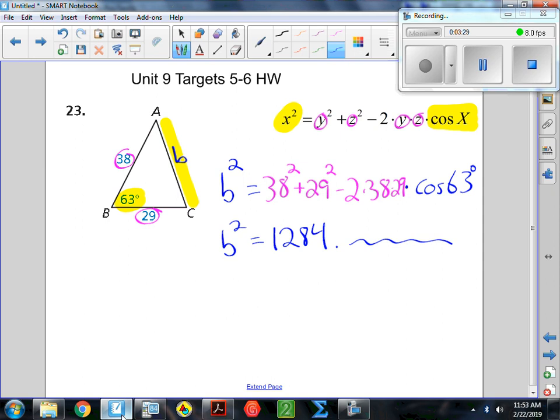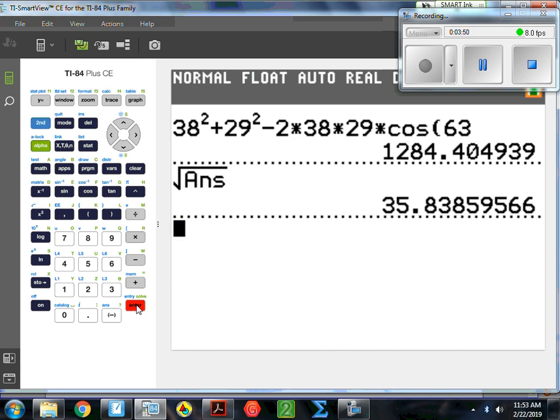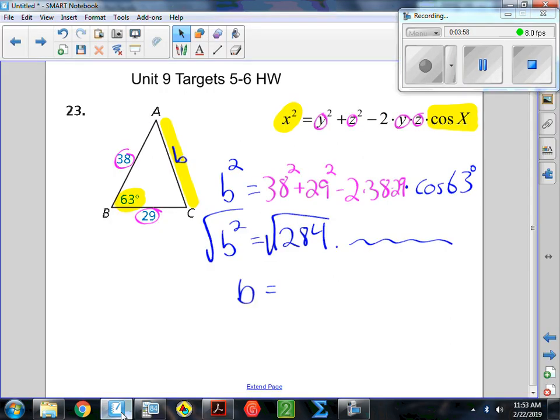So I don't want b squared, I want b. So I take the square root of both sides. I do the same thing in the calculator. Square root of my answer. To get my answer on some calculators, you can just press the up arrow and select it. But on almost every calculator, you can do second negative sign to bring up the previous answer stored in the calculator. And that gives me 35.9. So if I round, actually 35.8. So b is going to equal 35.8.